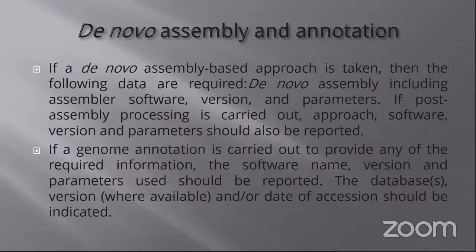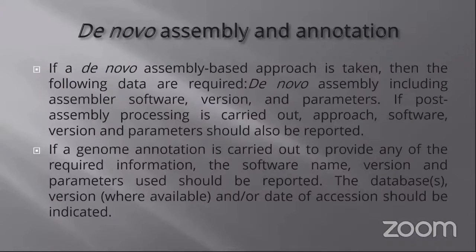If a de novo assembly based approach is taken, then the following data are required. The de novo assembly, including assembler software, version, and parameters. If post-assembly processing is carried out, the software, version and parameters should also be reported. If a genome annotation is carried out to provide any of the required information, the software name, version, and parameters should be reported. The database version, where available, and all data accessions should be indicated.